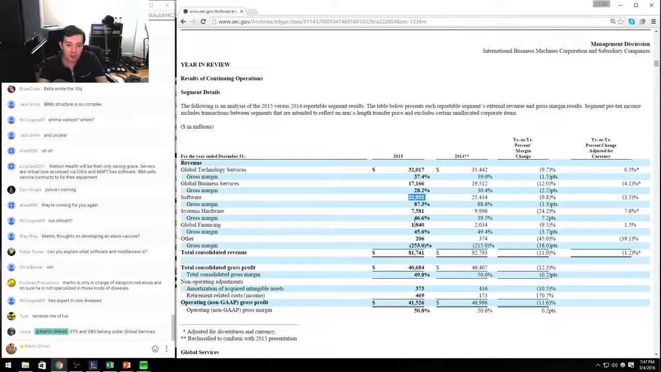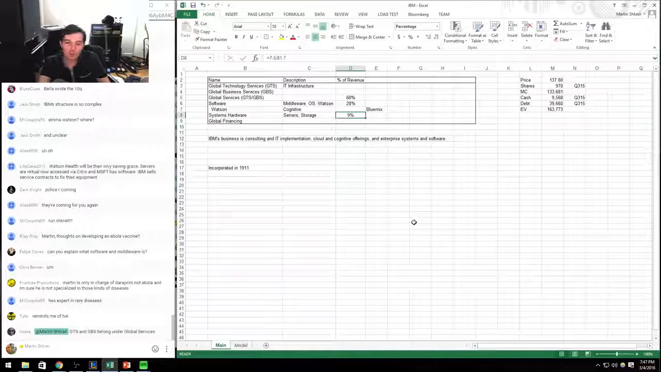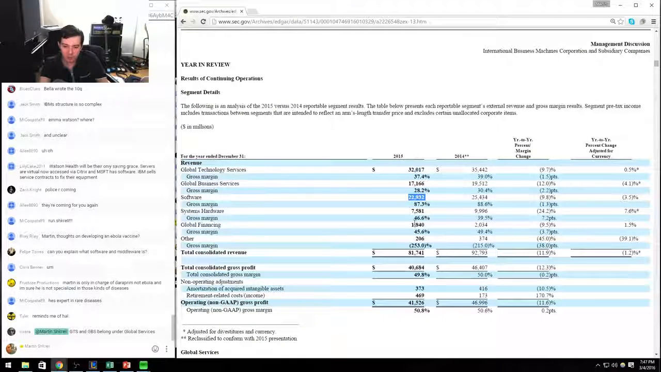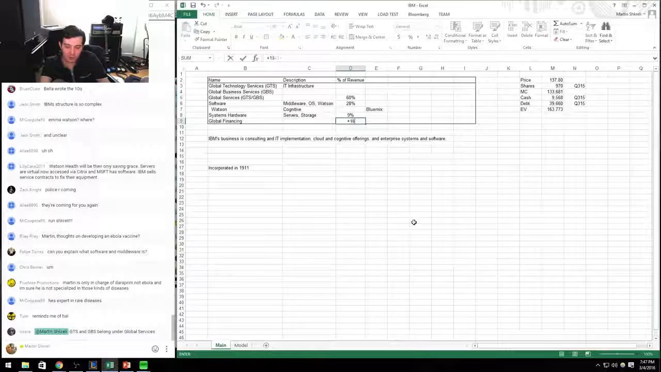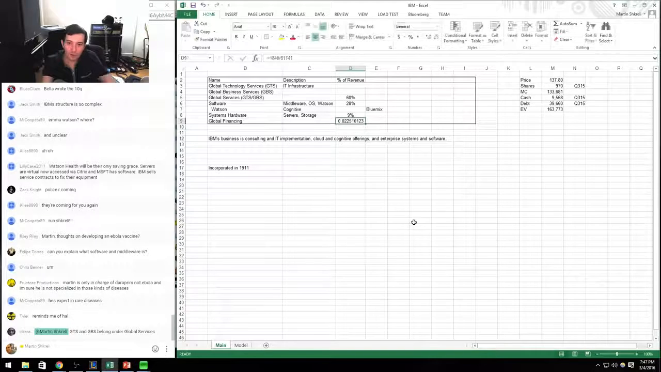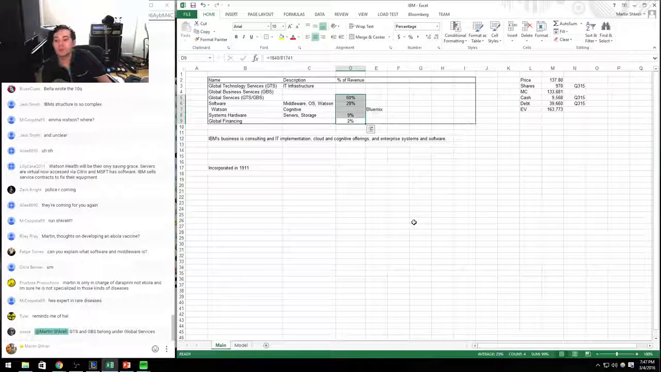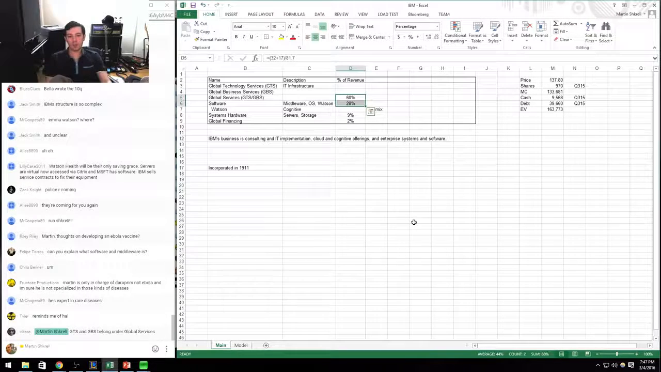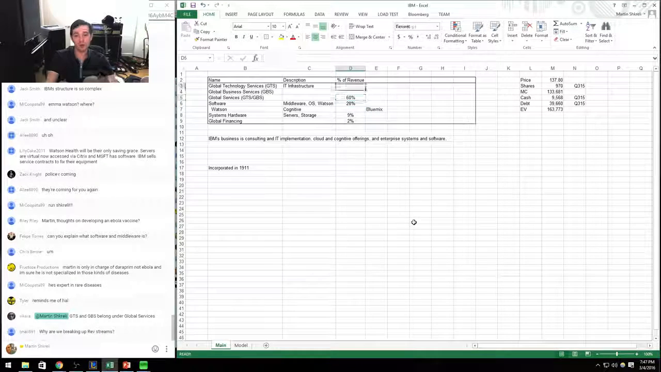How about systems? Systems, 7.5 billion. So they're really not selling much. Servers and storage. Together, that's 97%. The last 3% is obviously financing and other. Let's just do 1540. Yeah, so that equals 99%. So you can see that the business is dominated by services and software. Everything else is small, and most of it's services.